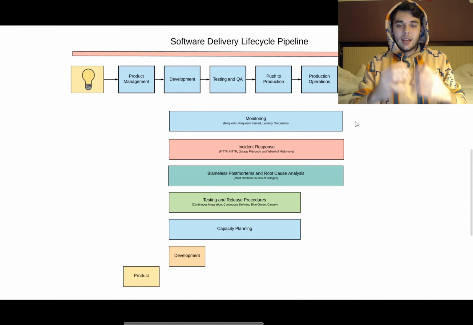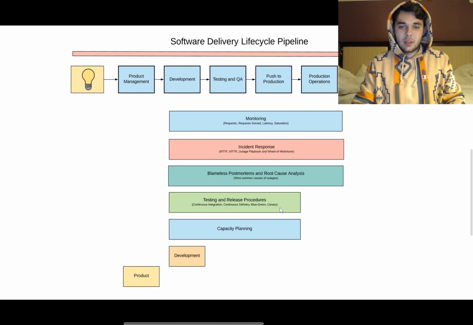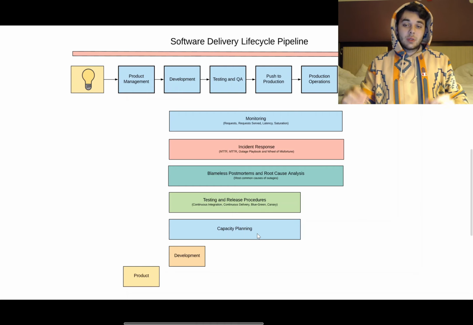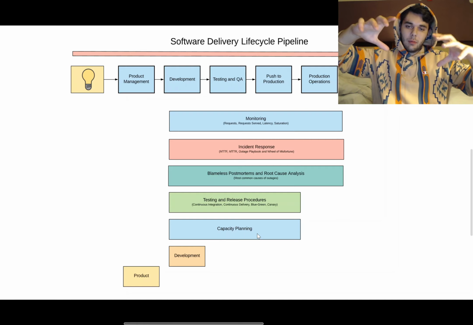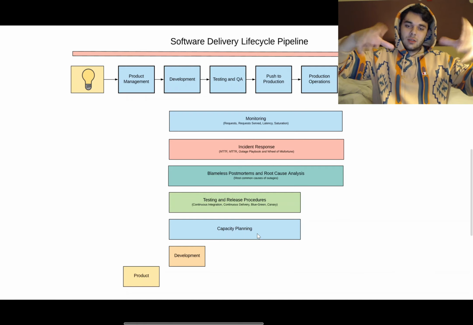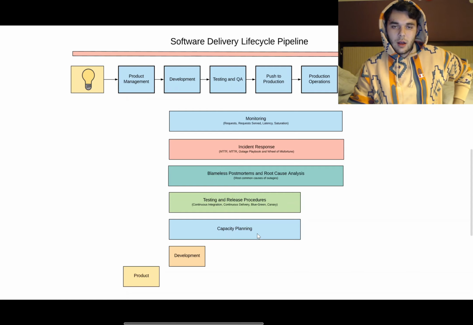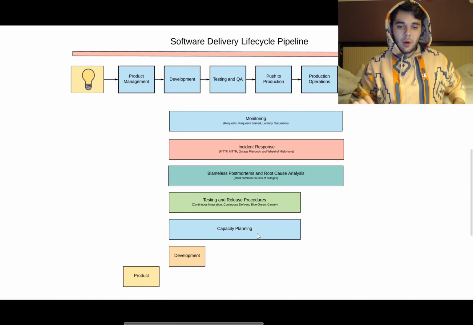All right, and now we've got testing and release procedures. Again, you see this kind of spans the development, testing, and QA section here. And then capacity planning also spans the development, testing, and push to production as well. That could also probably work with production operations. This was kind of an ad hoc thing here. I just tried to grab that hierarchy, the Dickerson hierarchy, and just invert it onto this pipeline here. But yeah, I think it works.